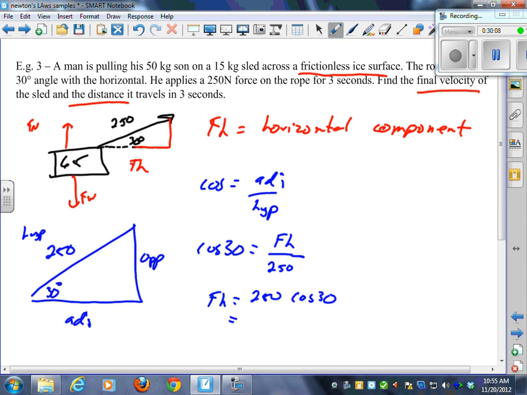Some of you are calculating, but you should know that it's going to be less than 250, right? Like if you get 794, you got a problem. Or minus something, you got a problem. 250 cos 30. 216.5?